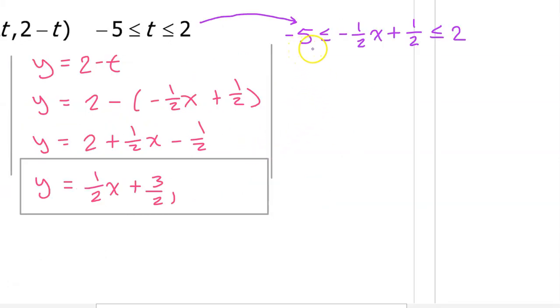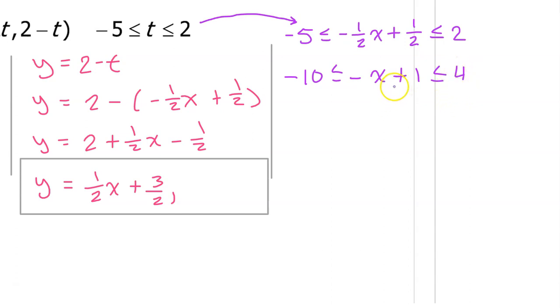So the bottom line is I'm going to take this and plug it in right there. So far, we have negative 5 is less than or equal to negative 1/2 x plus 1/2, which is less than or equal to 2. We need to get x by itself. First, I would like to get rid of these fractions. So let's multiply all sides of this inequality by 2. So that will give us negative 10 is less than or equal to negative x plus 1, which is less than or equal to 4.